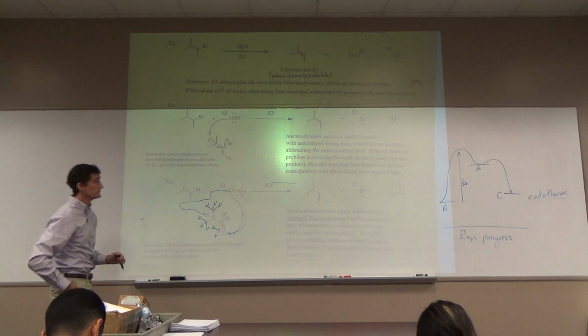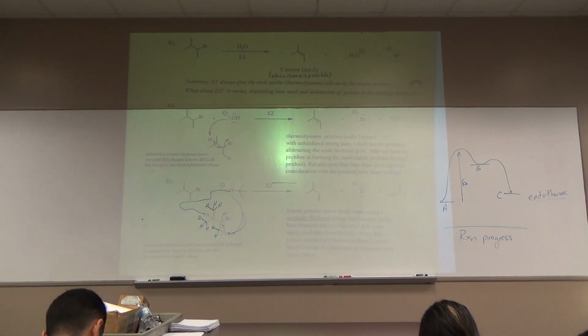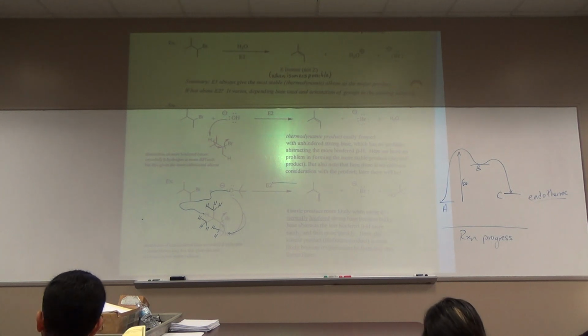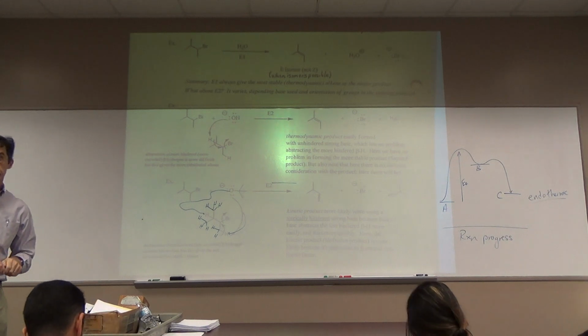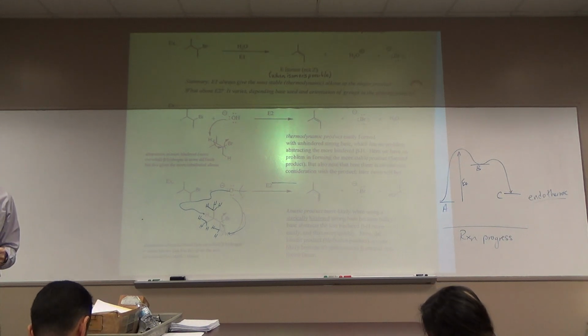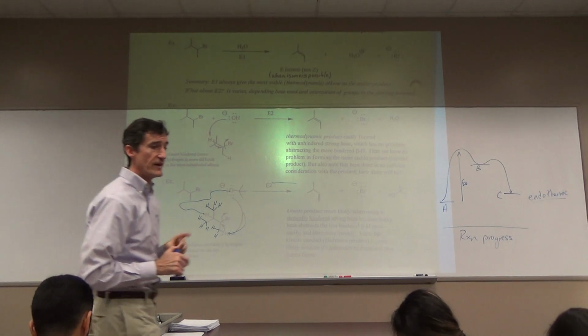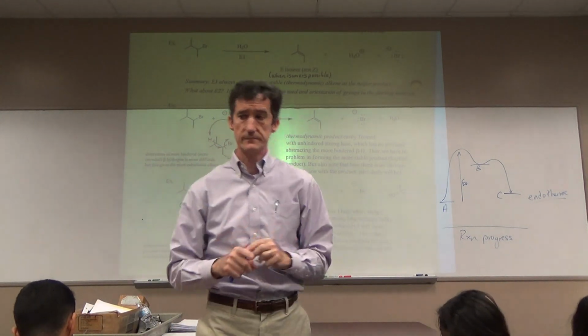Okay? Please look ahead. Size of the base is important. Next topic here will be orientation of the leaving group. Sometimes in E2 you get the Hoffman because of how the leaving group is oriented.